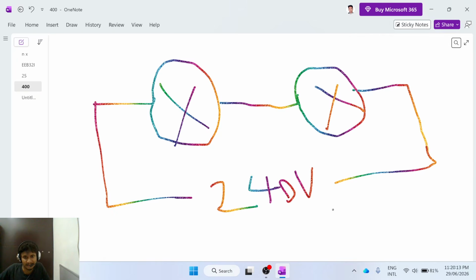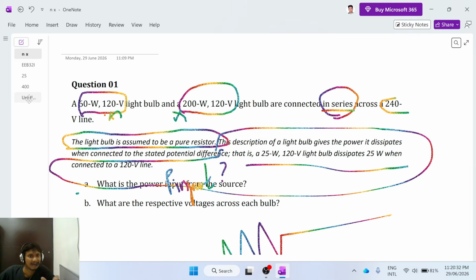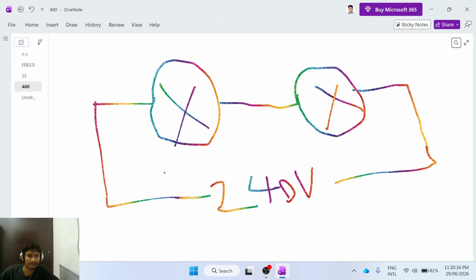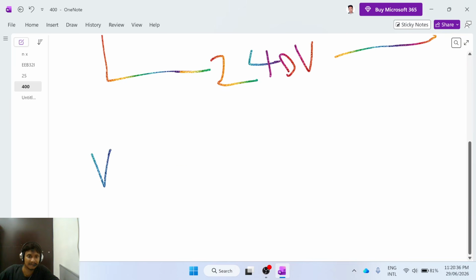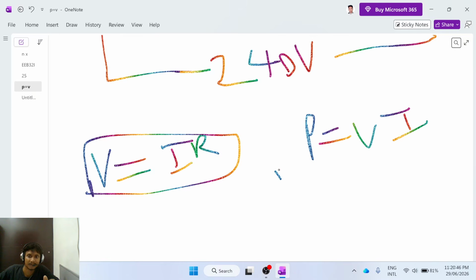It may be an AC source or a DC source. We don't need to consider whether it is AC or DC. They have already stated in the question that the light bulb is assumed to be a pure resistor. Therefore, we can use these equations. What equations can we use? V is equal to IR, and P is equal to VI.